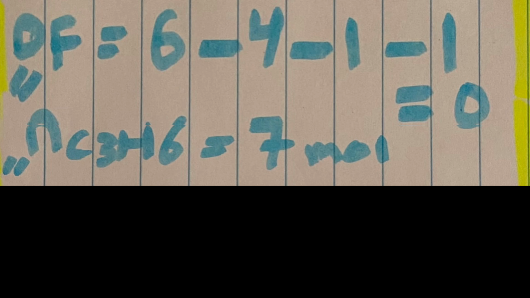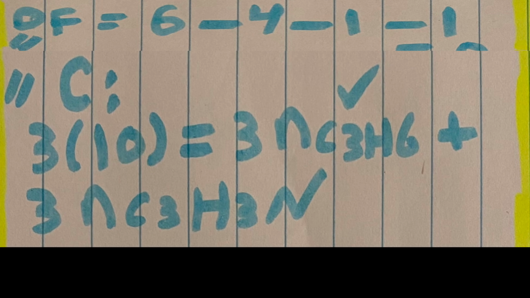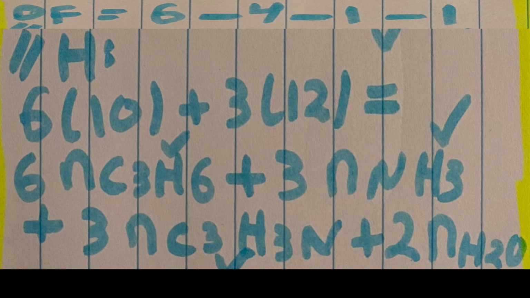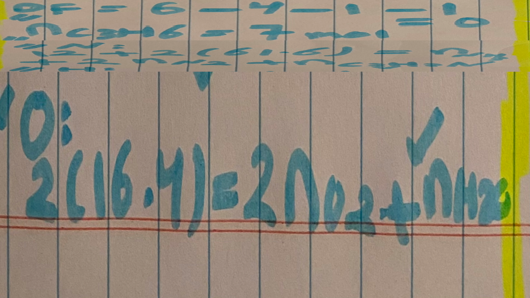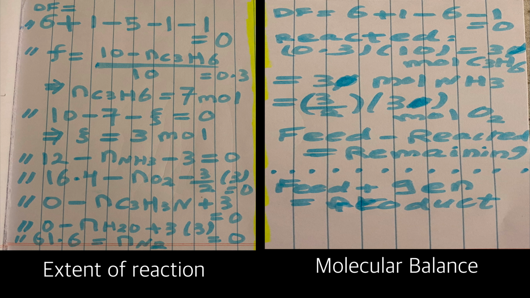We will first find the moles of C3H6 that left the reactor using the fractional conversion. We will start doing atomic balance specifically on carbon, followed by atomic balance on nitrogen. And then we will do hydrogen. Lastly, we will do oxygen. Now we're expecting that if we do the extent of reaction, of course the answer should be the same. And similarly, if we do molecular balance, then you would expect the answer to be the same.